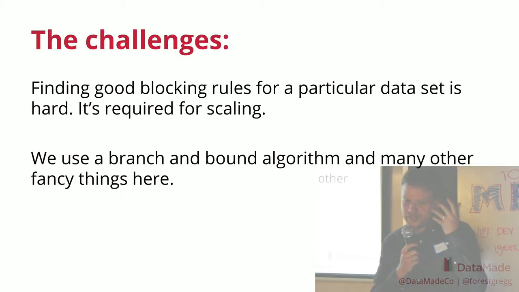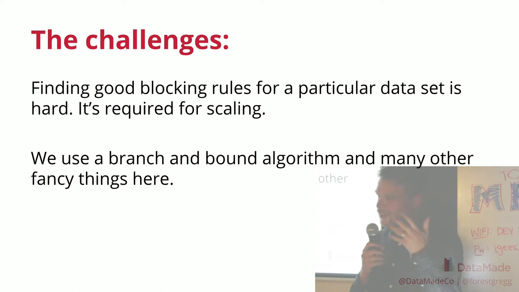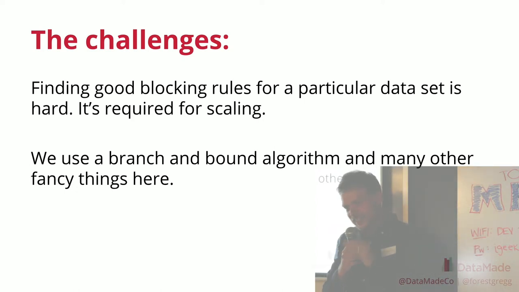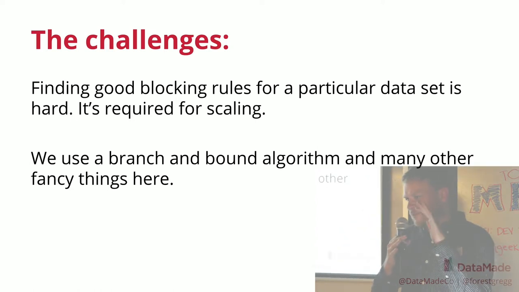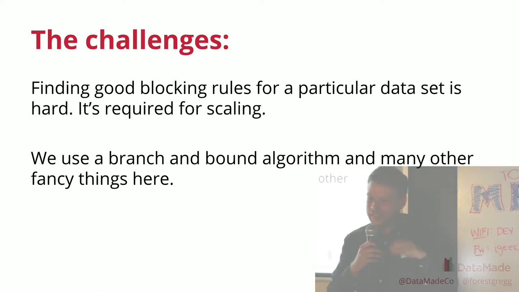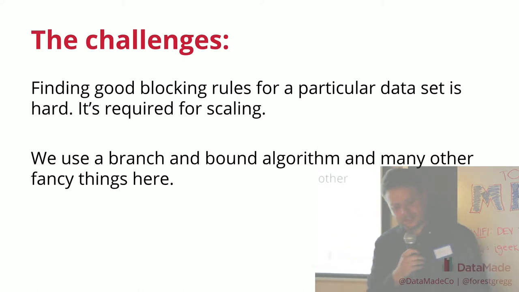So finding good rules for the particular data set is hard, and it's really the key to getting to scale. So we use a range and bound algorithm to try to find the best blocking rules for a particular set of data, and a bunch of other complicated stuff, and this is where most of the challenge and interesting methods in this library are coming from.